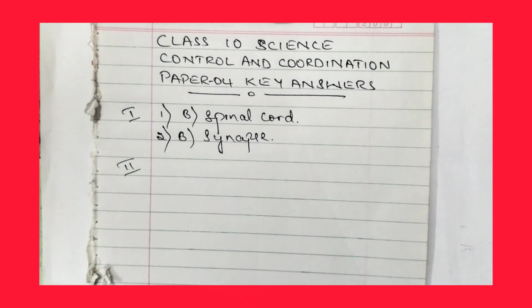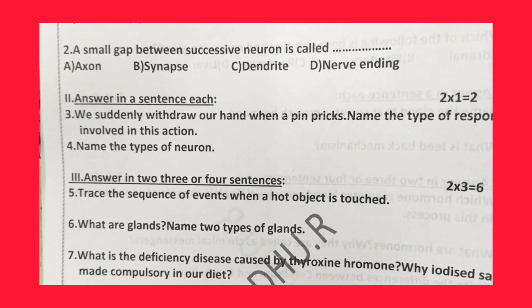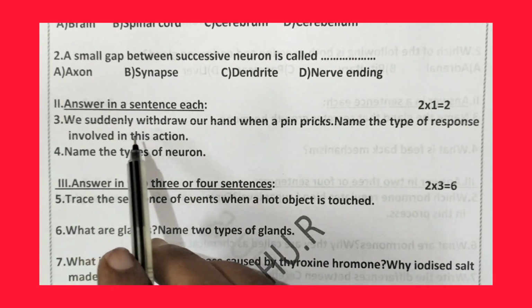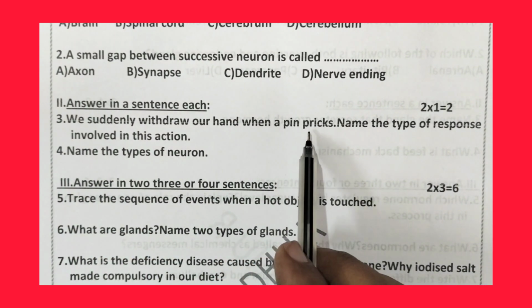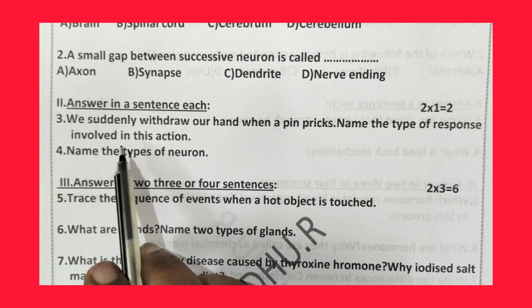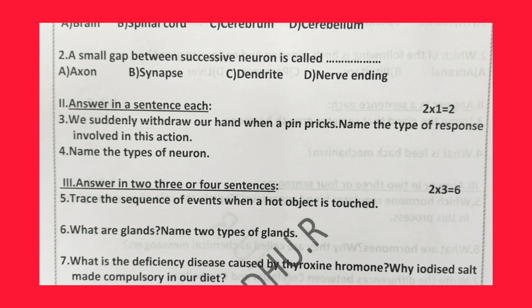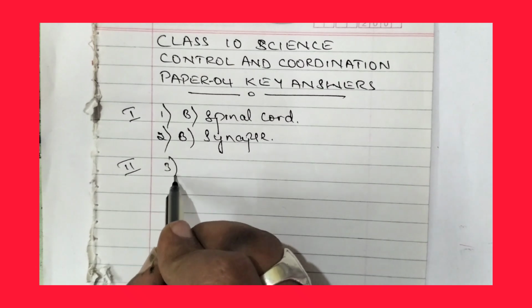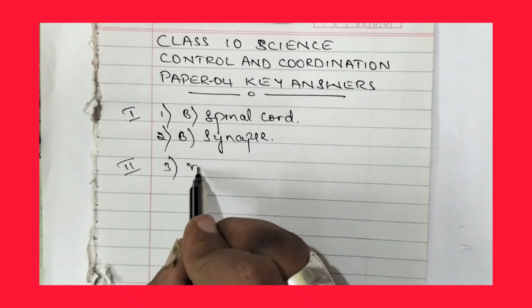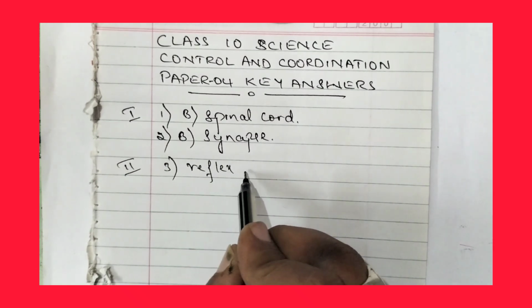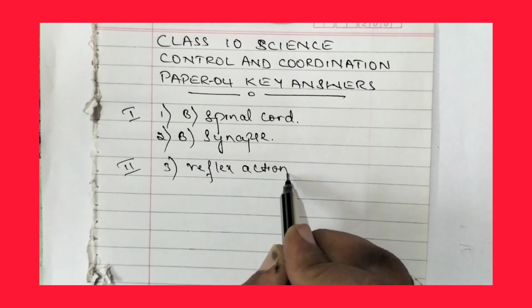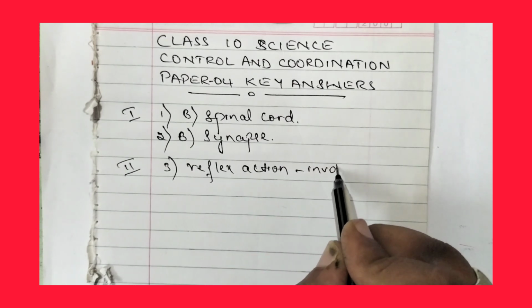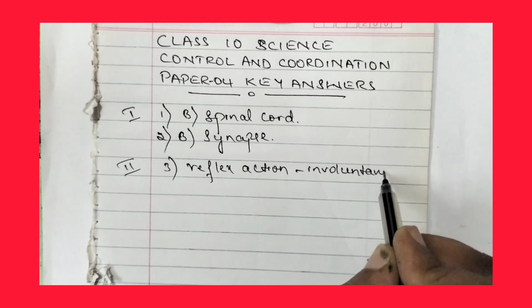Now let us move for the second main, question number 3. We suddenly withdraw our hand when a pin pricks. Name the type of response involved in this action. So let us answer this question. It is a response we call reflex action, and this is an involuntary action.